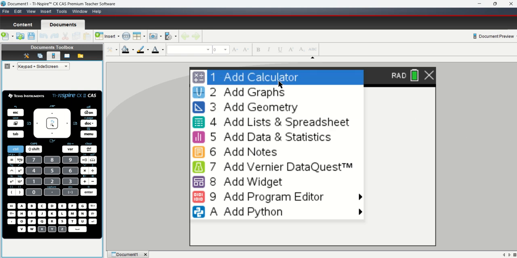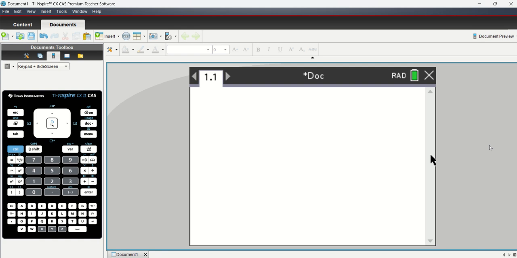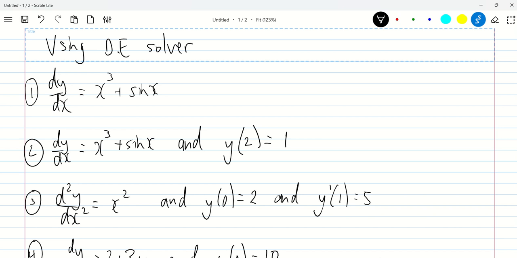G'day. Today I'm just going to show you how to use DEsolve on the TI-Nspire CAS calculator. I'm just going to go through a couple of different types of problems like these. Okay, so we'll just jump straight in.